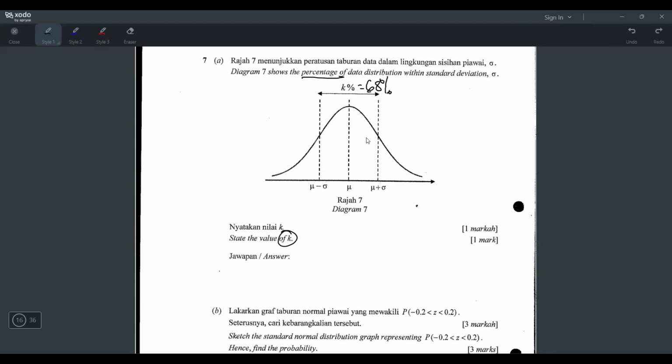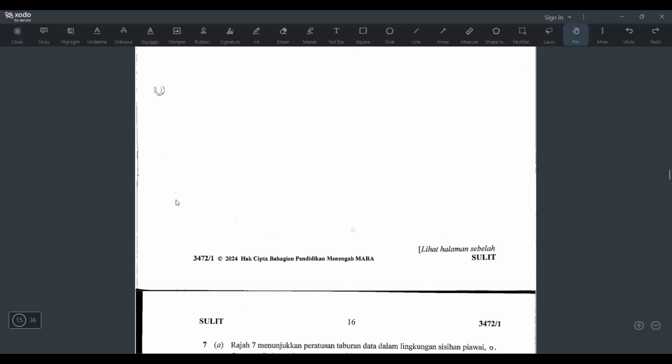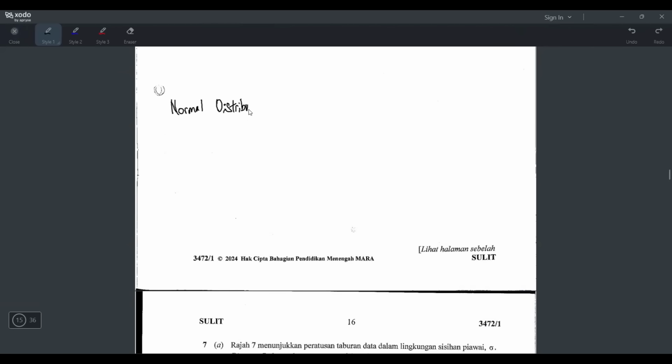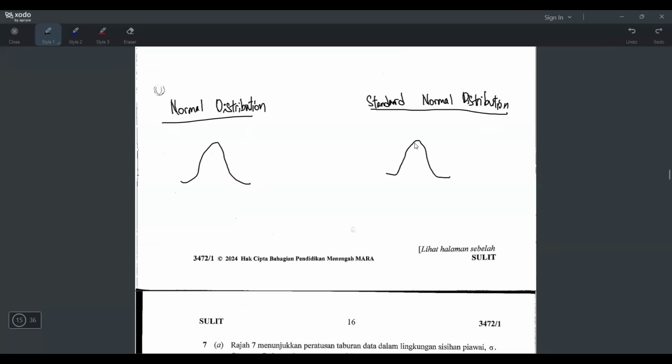Some of you might ask, sir, why is this 68%? Okay, I can explain it to you. The way I explain it is like this. We have a normal distribution graph, and we have another graph called the standard normal distribution graph. For the normal distribution graph, it will be a bell shape. For the standard normal distribution, it will also be a bell shape, right?